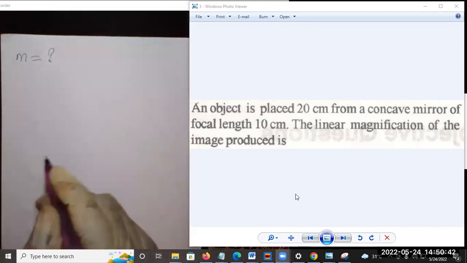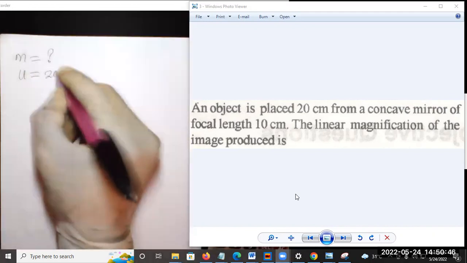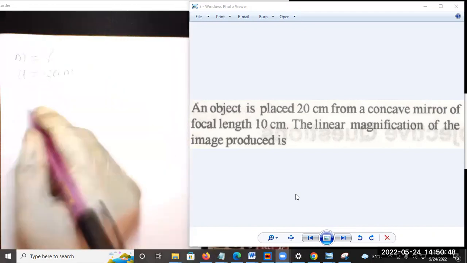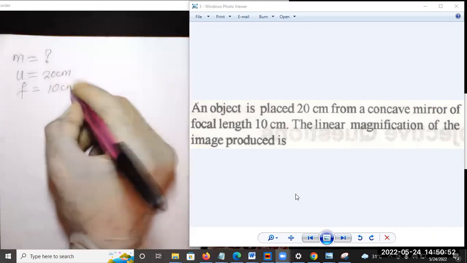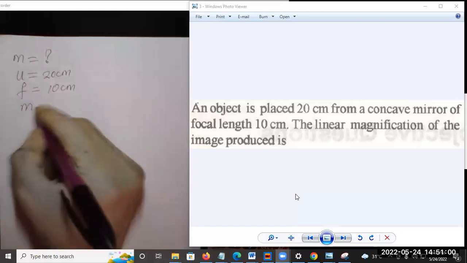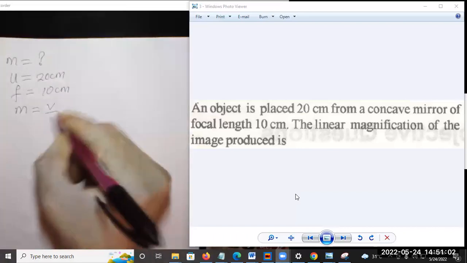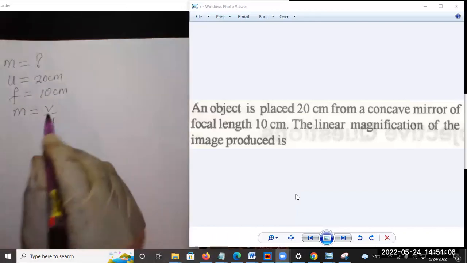An object is placed 20 cm, that's object distance, 20 cm. Focal length is given as 10 cm. From magnification, magnification can be written V all over U. And we have to find the image distance, V.